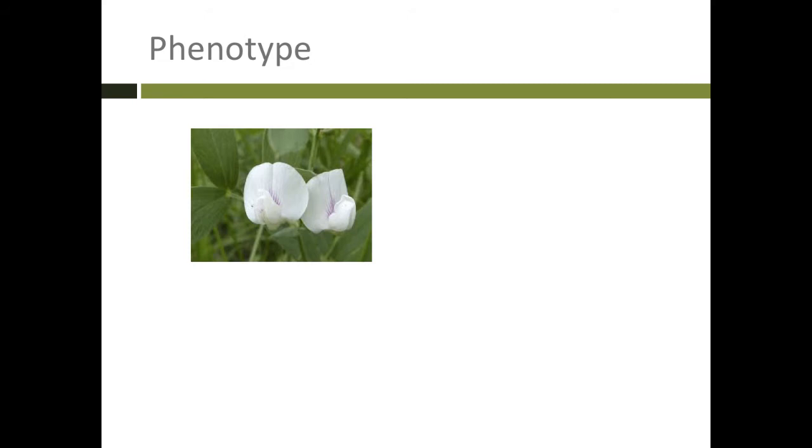If I were to show you this picture and ask you about the phenotype, you could tell me that this plant has white flowers. That is its phenotype. But what if I asked you about the genotype of the plant? You now know that this plant must have two white alleles, as the only way to get a recessive phenotype is to have two recessive alleles.